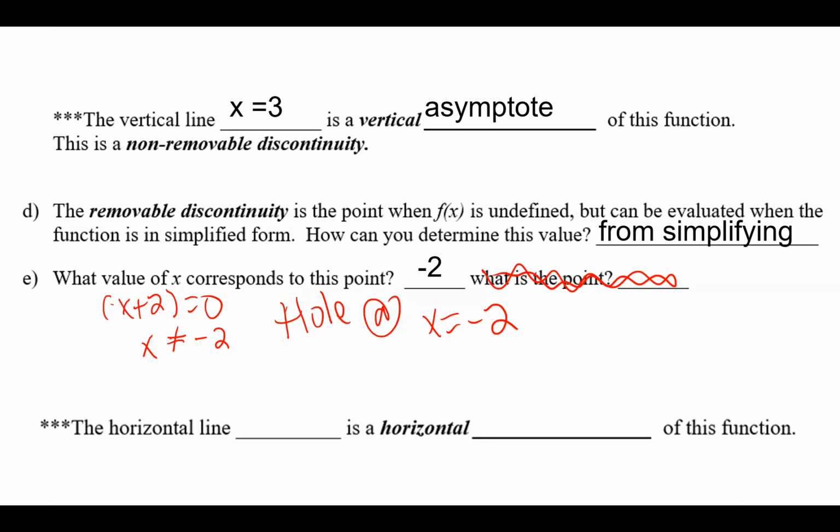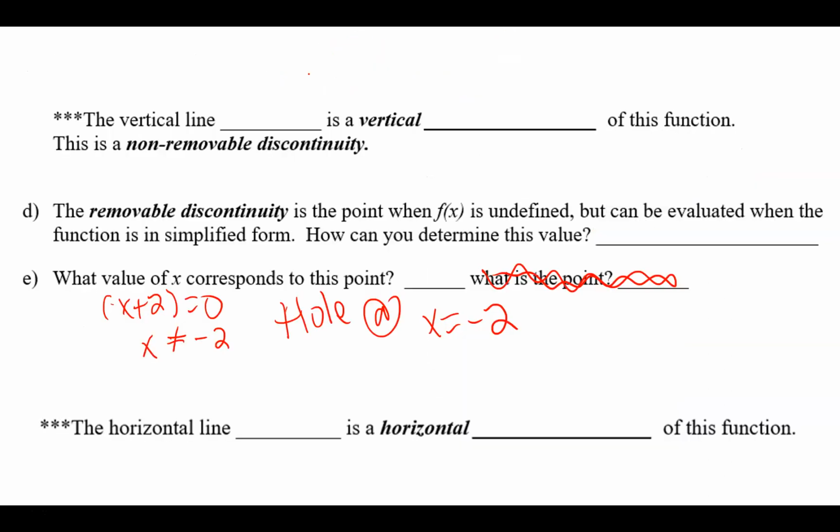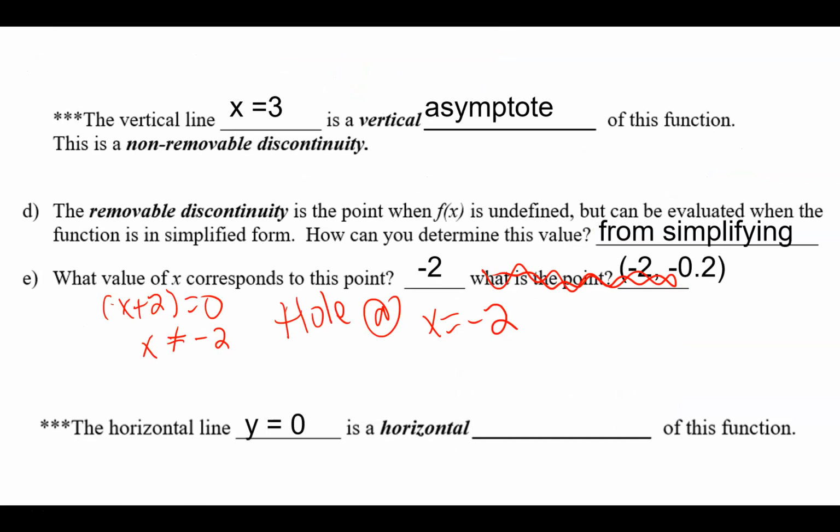Okay, we still have horizontal asymptotes. I could actually go back to the beginning if I want to. Look right here. Where's my highest power? It's on the bottom. So that means that my horizontal asymptote is going to be y equals 0. Again, ignore this part.